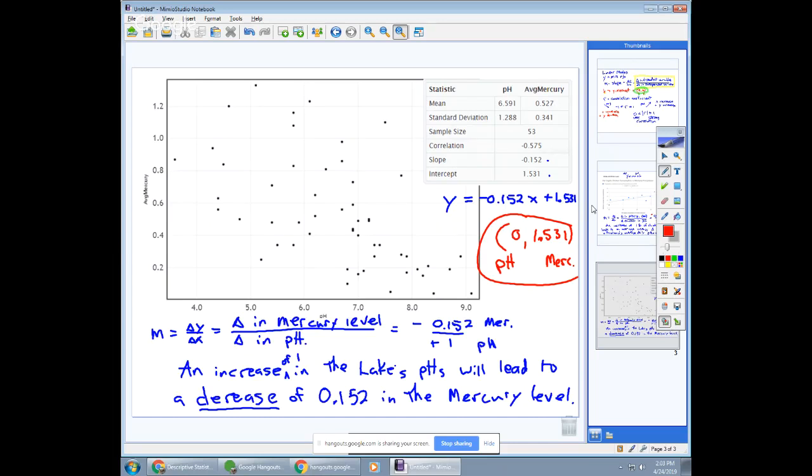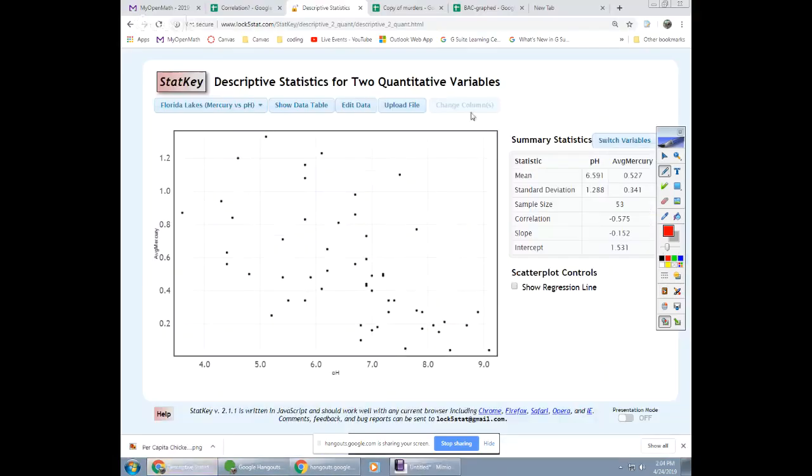Correlation, what do we got? Negative, 0.575. So it's not too weak, it's not too strong either. There is some correlation. And if you can't see the downhill trend to this data because it's cloudy, StatKey will show you the line that it calculated. So that's the line in there.